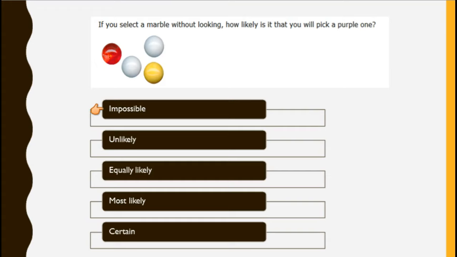Okay, so if I were to say, how likely is it that I would pick a red marble? Well, there's 1 out of 4. So that means it's unlikely, but it's not impossible because there is 1. It's just unlikely that you would choose that one. Okay?